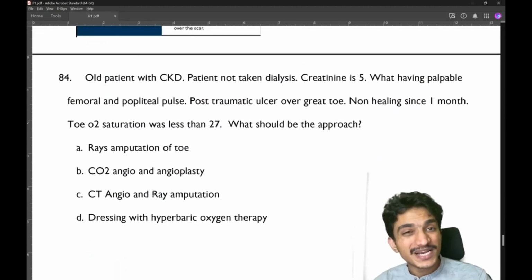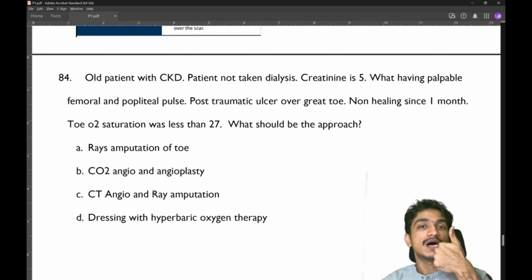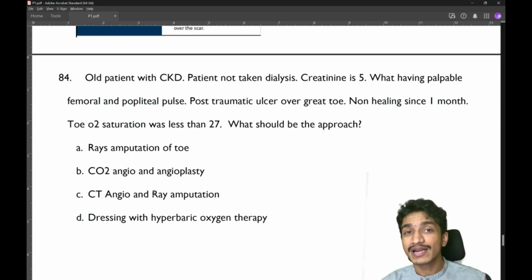Moving on to the next. Old patient with CKD, patient not taking dialysis, creatinine is 5, femoral popliteal pulse is present, post-traumatic ulcer is present, non-healing, toe O2 saturation was less than 27. You cannot directly do a CT angiography, creatinine is high, CKD patient. You cannot directly amputate. It is non-healing, but it is not ischemic or gangrenous, so amputation is ruled out. The options remaining are CO2 angio and angioplasty, or a dressing. Now you need to see the status of the ATA, PTA pulsation, even if you are not able to palpate it.